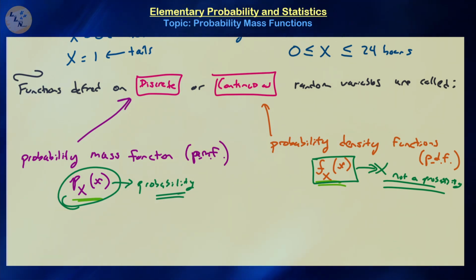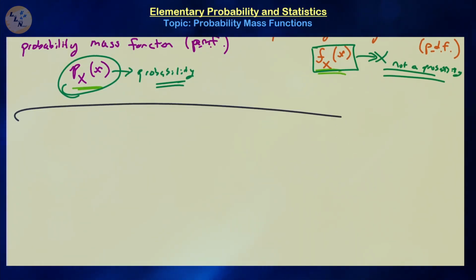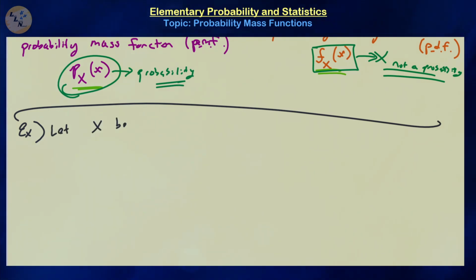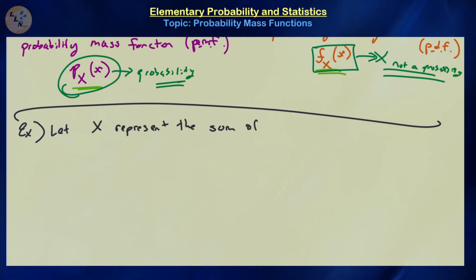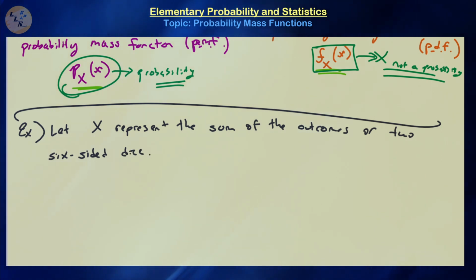So let us just go with a little example to illustrate what a probability mass function is, how we can construct one, and also we'll discuss what we can do with it later. So example, let x represent the sum of the outcomes of two six-sided dice. Okay, so what exactly am I talking about here?